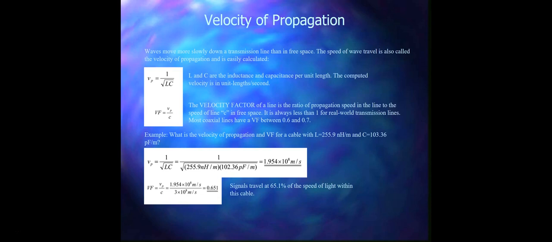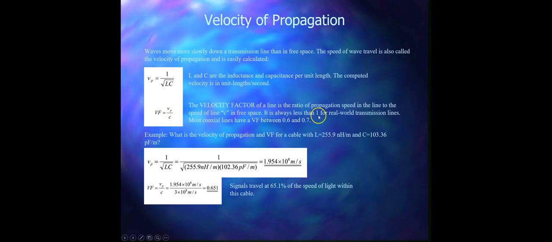In other words, we can say that velocity of propagation is the speed at which a wave moves down a transmission line. Now next here it says what is a velocity factor, and for velocity factor this formula is given. So the velocity factor is basically the ratio of the conduction speed to the speed of light in free space. Let's read here. Velocity factor of a line is the ratio of propagation speed, which is Vp, in the line to the speed of light in free space.